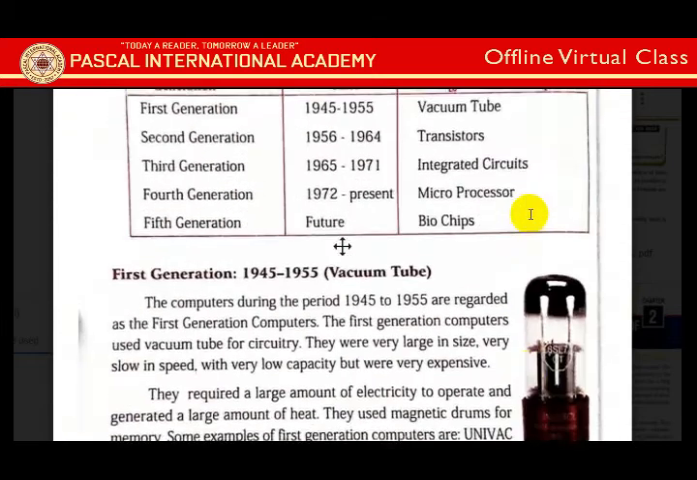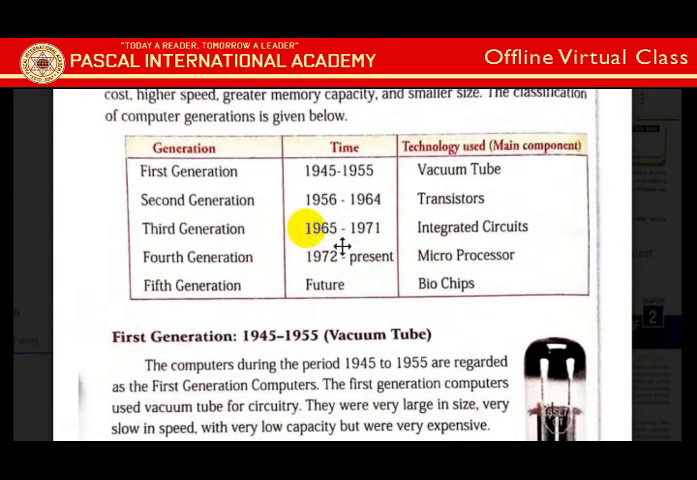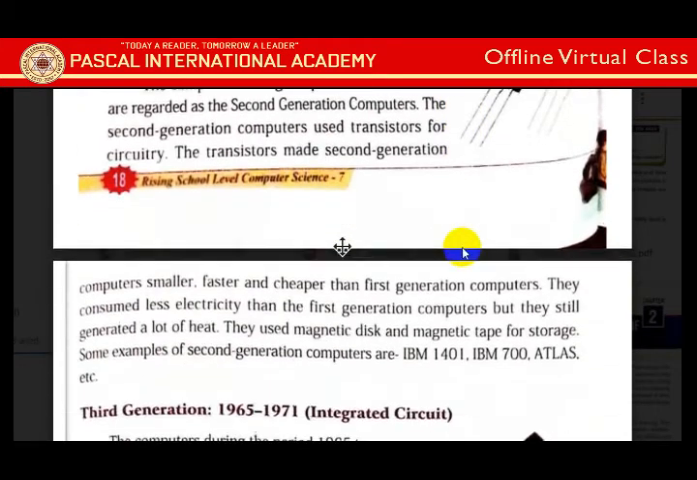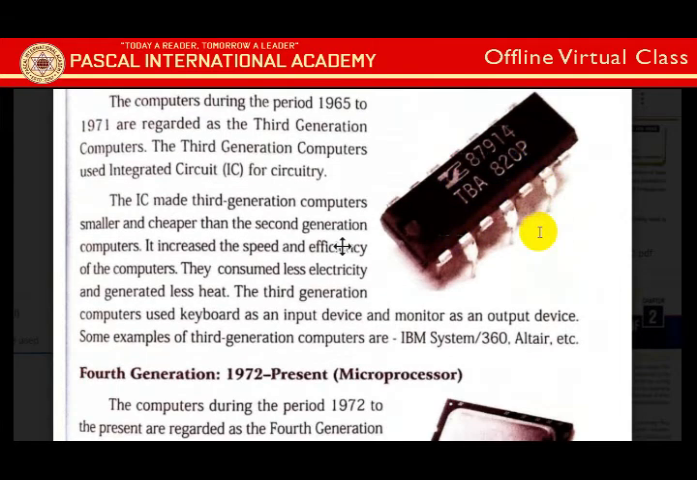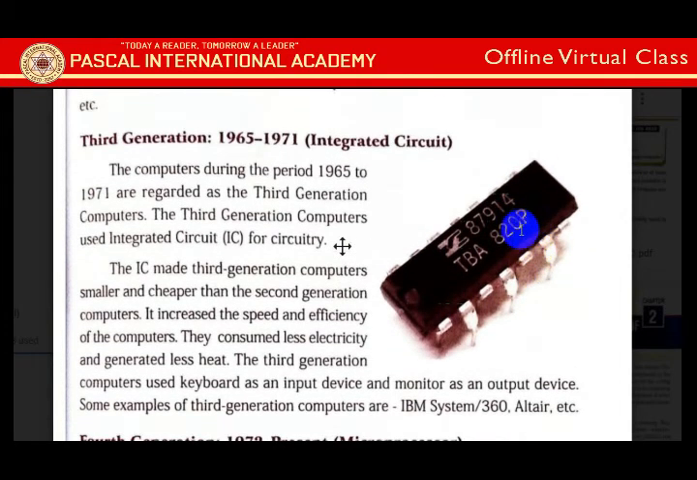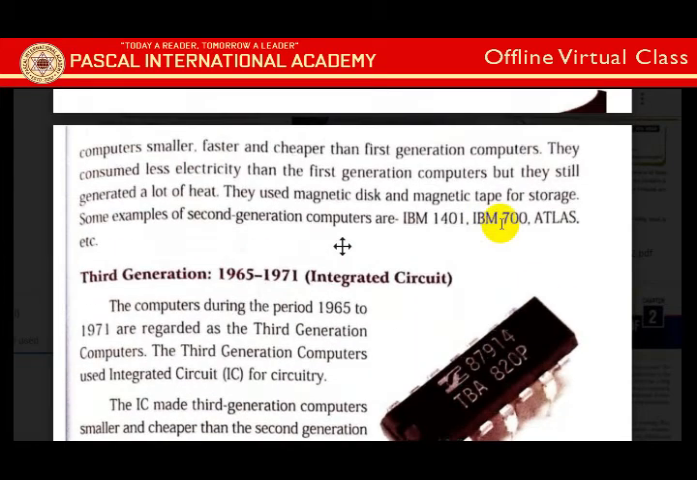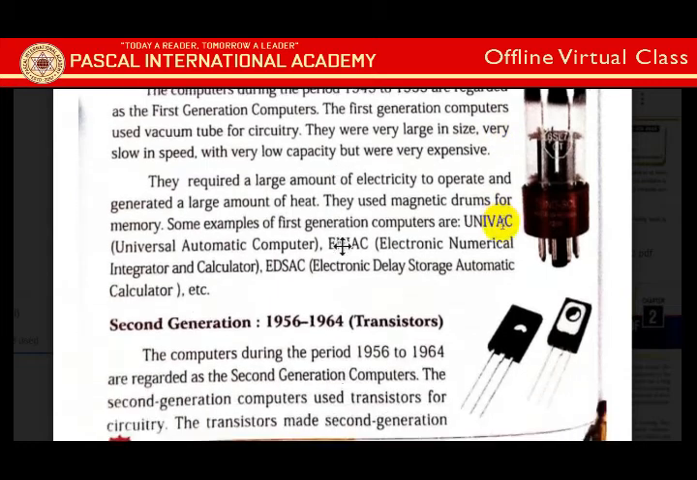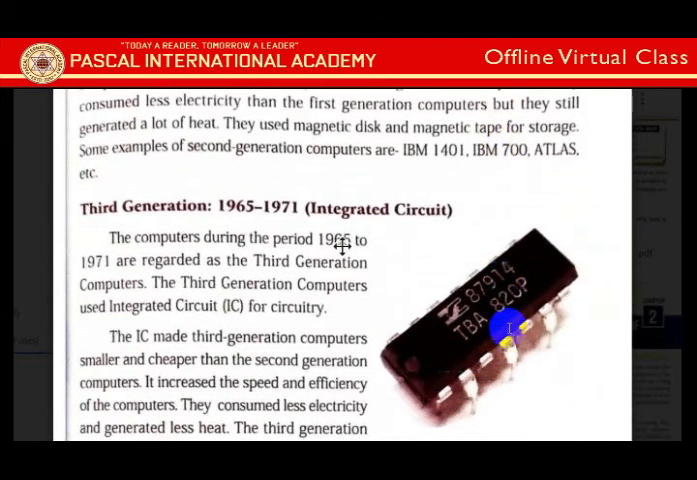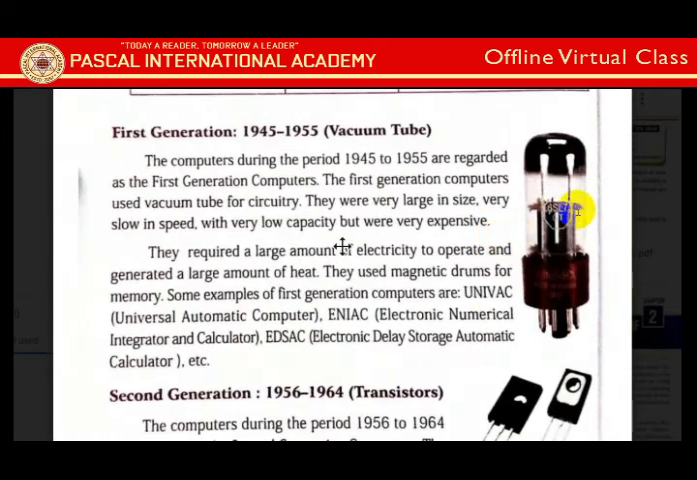Next, the third generation is between 1965 and 1971, and it uses ICs, integrated circuits. See, this is the IC. In today's computers, when you open the computer, then on the motherboard you will see these types of chips, lots of chips. This is called an IC, integrated circuit. Clear? This is the third generation. It is not highly advanced compared to today, but at that time it was the best, better than the vacuum tube.